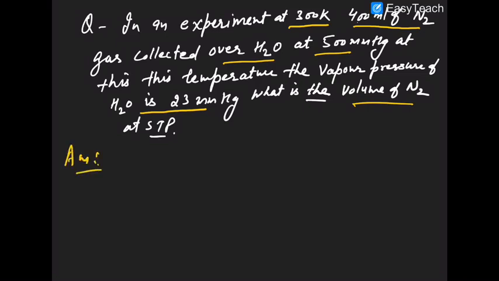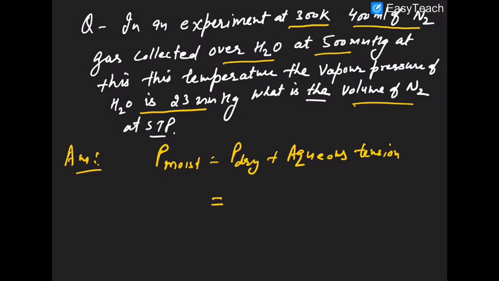apply Dalton's law: P of moist gas is equal to pressure of dry gas plus aqueous tension. Now what is P of moist gas? The pressure of the moist gas is 500 mmHg. P of dry gas we do not know, but aqueous tension comes out to be how much? It comes out to be 23. It is given in the question.